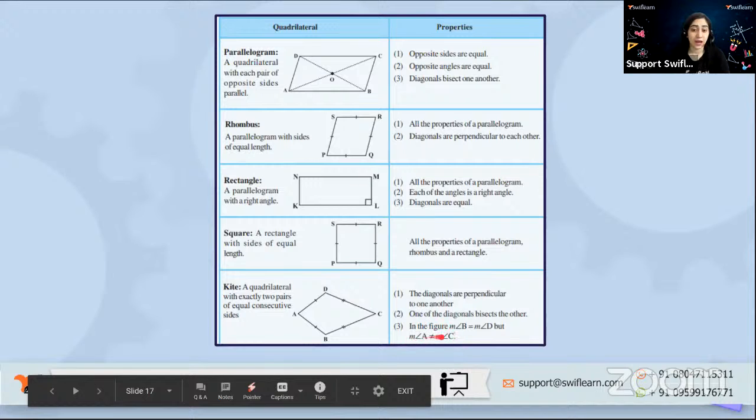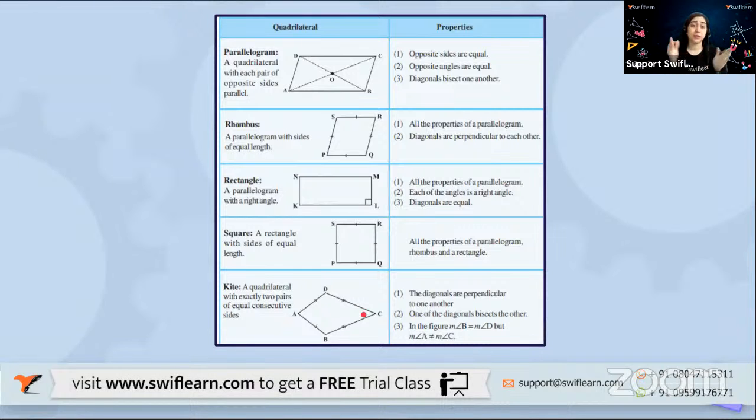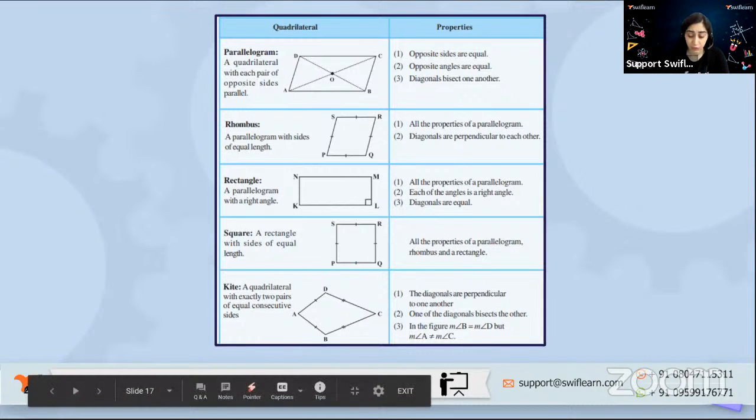In the figure, angle B is equal to angle D, but angle A is not equal to angle C. This is the way we are able to make it a kite. Otherwise, if the opposite angles are equal, it will become a parallelogram, right? That is the main difference which sets it apart: it does not have that property of a parallelogram that opposite angles are equal. Only one pair of angles is equal, whereas the other is not.